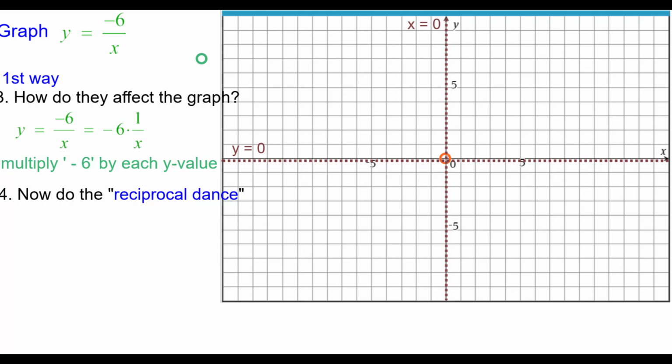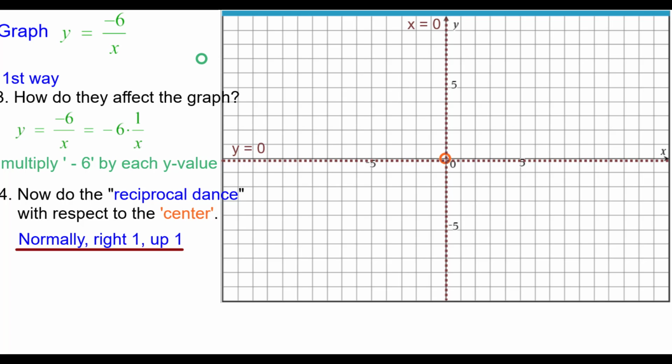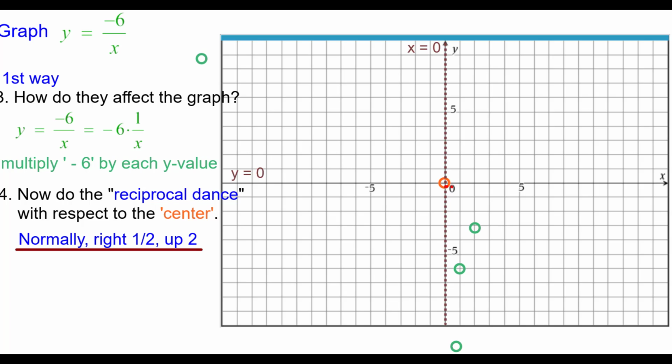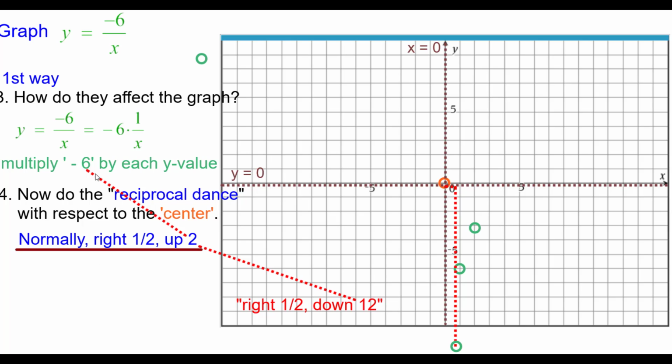Now we'll do the reciprocal dance with respect to the center. Normally it's right 1, up 1. But in this case, it's going to be right 1, down 6, because we're multiplying -6 times that +1 and getting -6. So right 1, down 6. Normally it's right 2, up 1/2. Those are reciprocals, 2 and 1/2. In this case, it'll be right 2, down 3. -6 times 1/2 is -3. Normally right 1/2, up 2. In this case, it'll be right 1/2, down 12, because -6 times 2 will be -12.